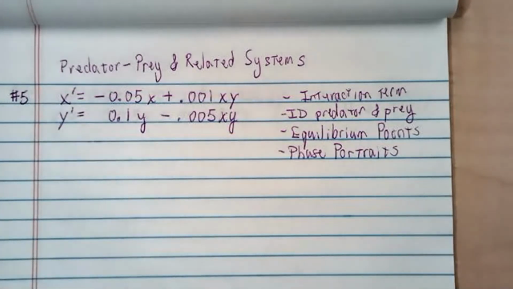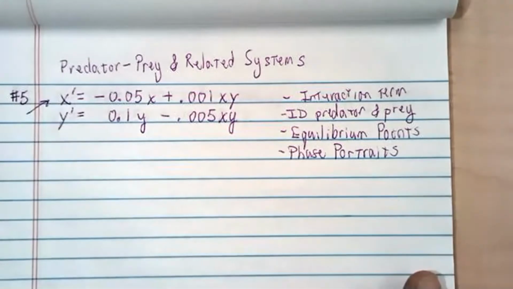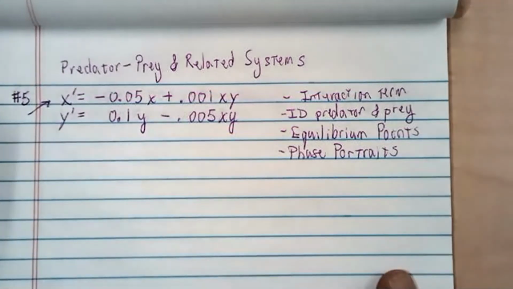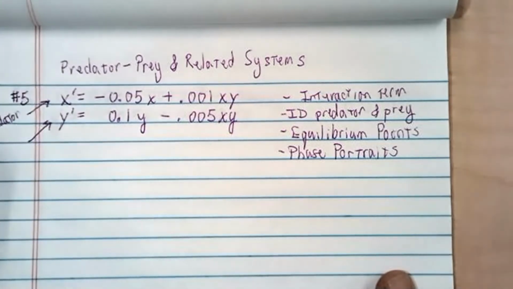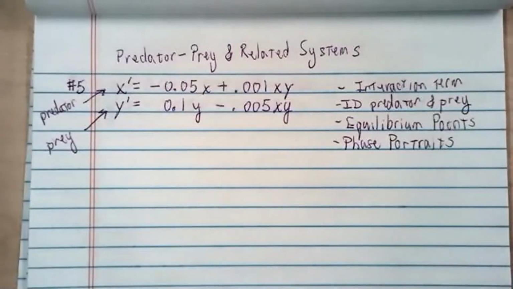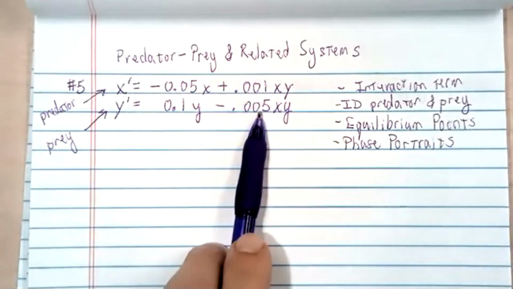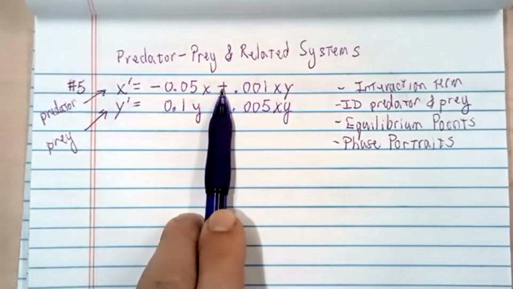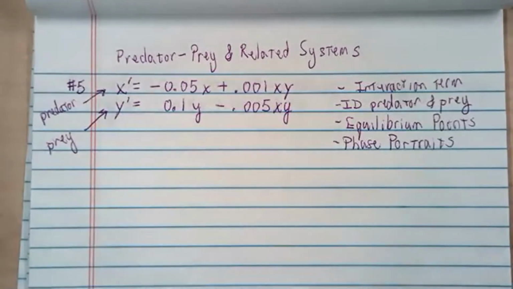So that would lead us to the conclusion that the X is modeling the predator and the Y is modeling the prey. And I'm basing that on the sign of the coefficient on the XY term. When it's plus, it's the predator. When it's minus, it's the prey.